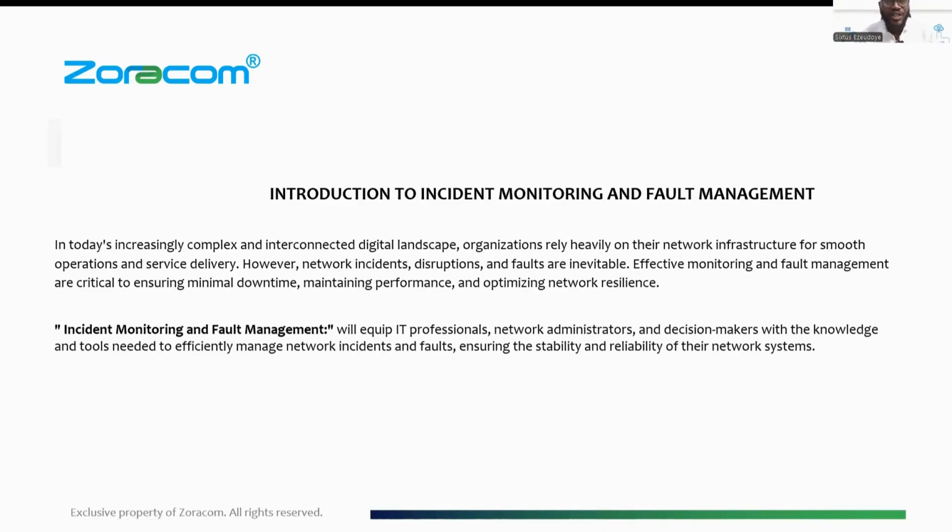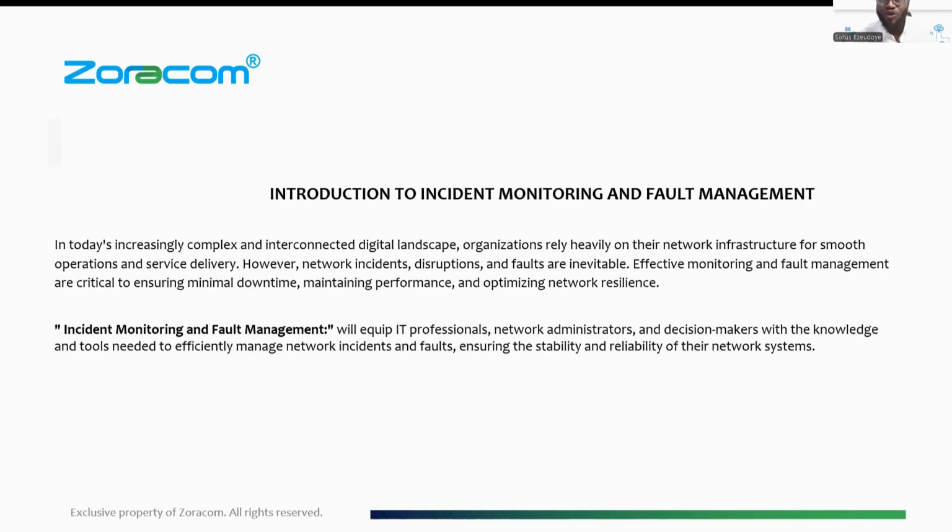In today's increasingly complex and interconnected digital landscape, organizations rely heavily on network infrastructure for smooth operations and service delivery. However, it's important to note that network incidents, disruptions, and faults are inevitable. Just like I earlier said, the topic cannot be overemphasized because we cannot escape or evade incidents, disruptions, and faults within our IT or network infrastructure. Hence, effective monitoring and fault management are critical to ensuring minimal downtime, maintaining performance, and optimizing network resilience.